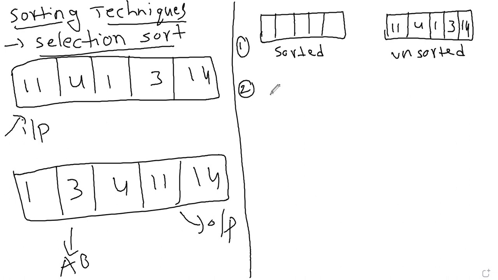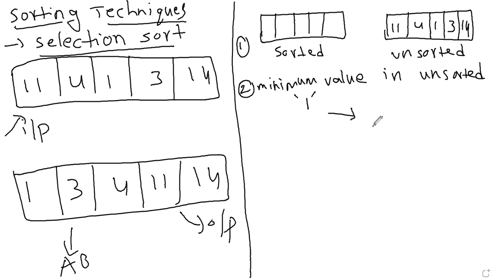The second step is to take the minimum value. Find the minimum value in the unsorted array. So what is the minimum value in the unsorted array? 1 is the minimum value. And after finding the minimum value in the unsorted array, place it in the sorted array.